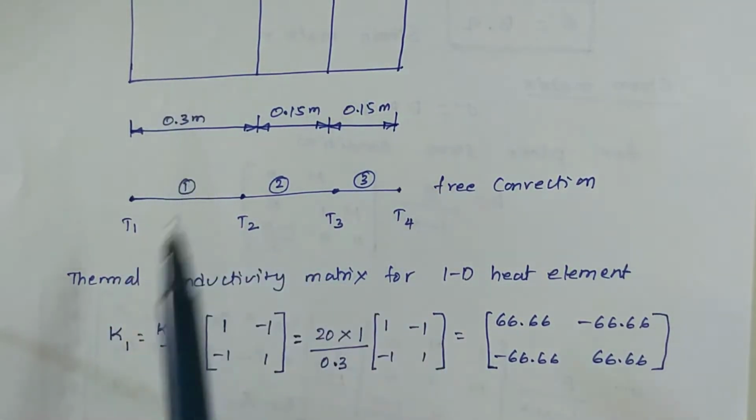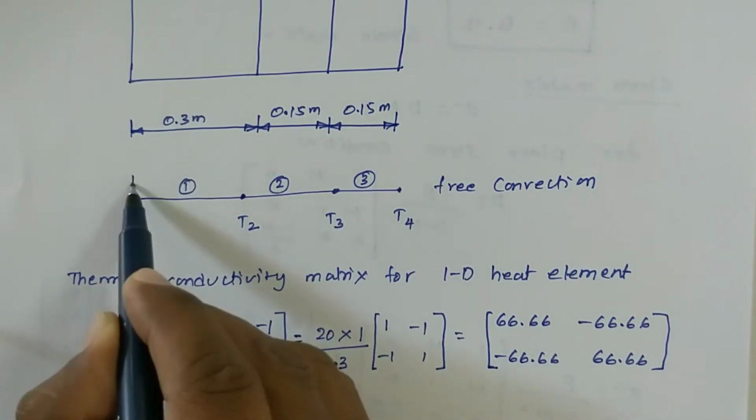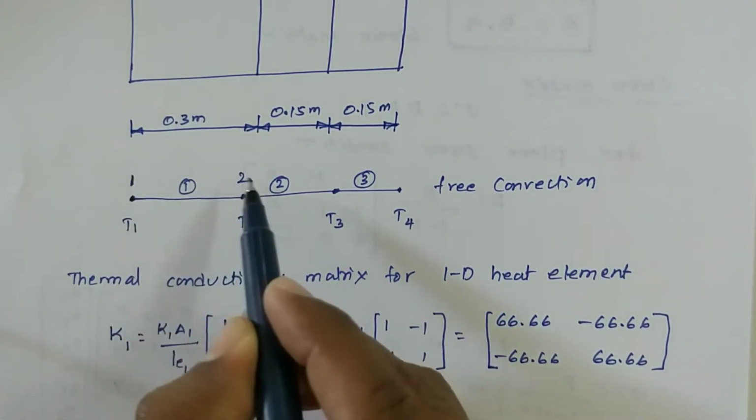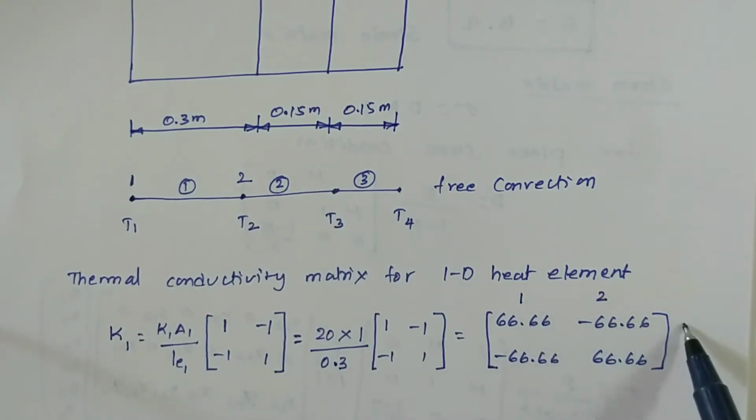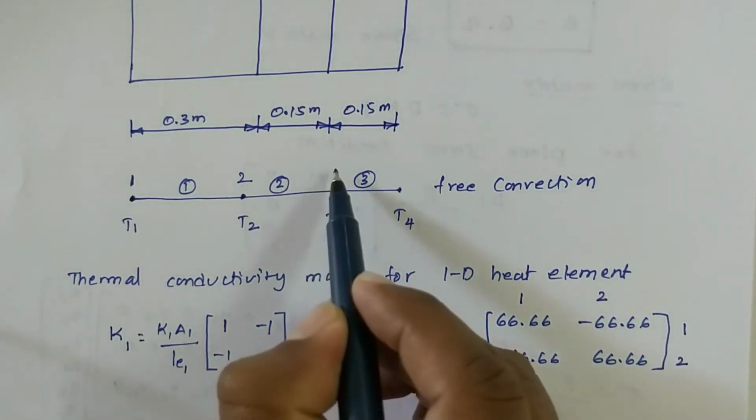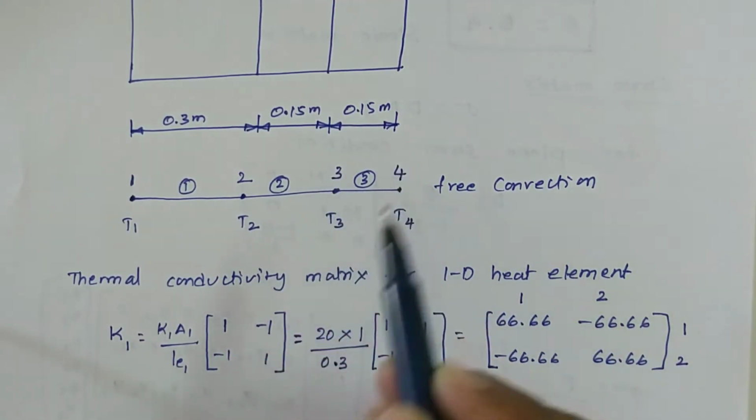This is element 1. Since element 1 is made up of node 1 and node 2, this can be written with the labels 1, 2, 1, 2. Similarly, this is node 3 and this is node 4.